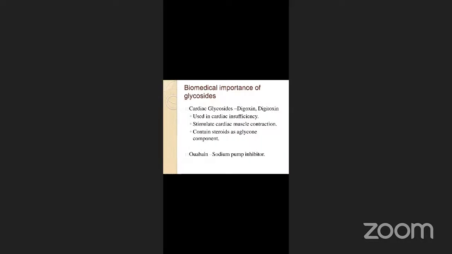So these are the biomedical importance of glycosides. These glycosides act as drugs, cardiac glycosides. Digitoxin is for cardiac insufficiency, for heart problems, and to stimulate cardiac muscle contraction, and they act as steroids. Ouabain acts as a sodium pump inhibitor.